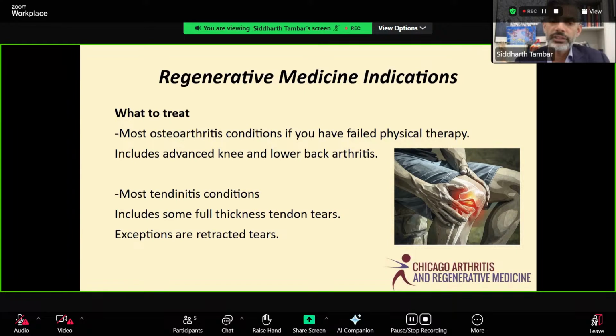Most tendonitis conditions can be treated. Even if you have a full thickness tear, as long as the tendon or the ligament is not fully pulled apart, it's still closely approximated, that can still be treated. The exceptions are if your imaging reports that you have a retracted tear. Retracted tear means that the two ends of the tendon or the ligament are not next to each other. They are literally pulled back to the bone, away from each other. That needs surgery. Post-surgery, they should still put some bone marrow cells into that to help prevent a re-tear in the future.